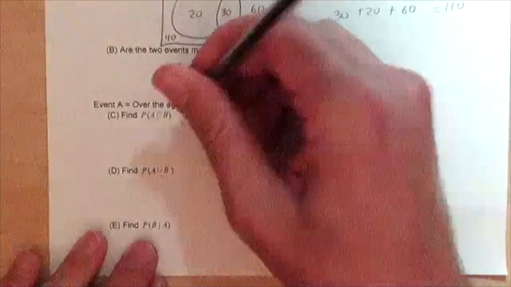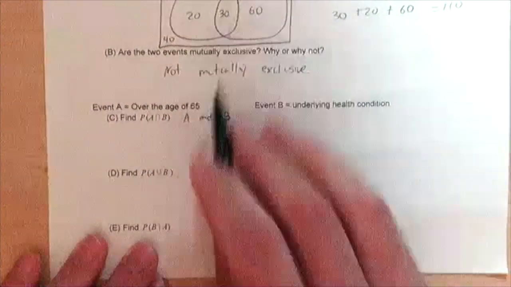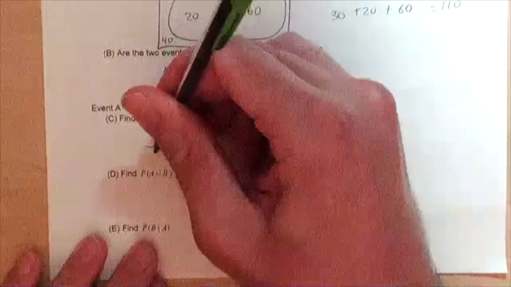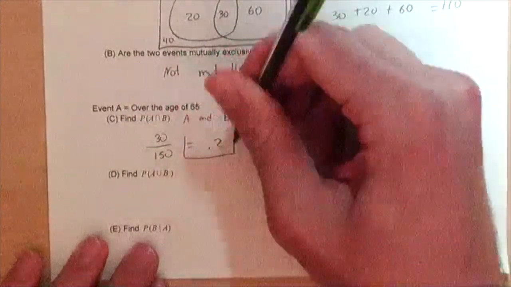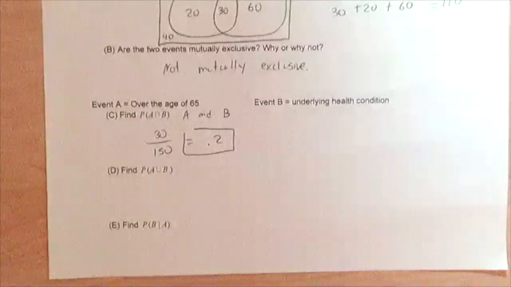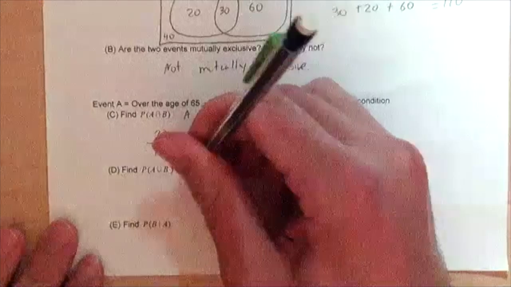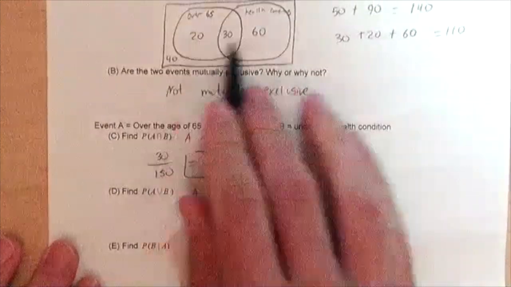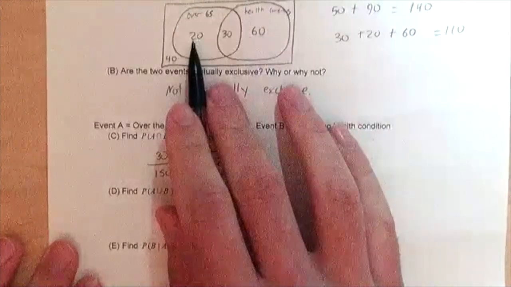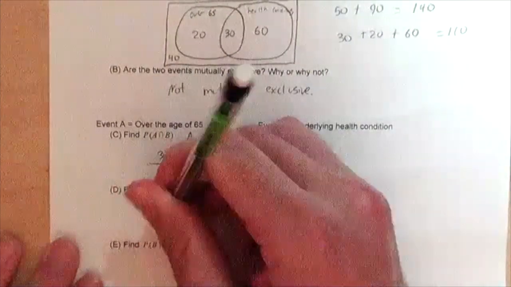This is A and B, which is just 30 out of 150, or 20%, I think. This is A or B. And the hardest part is you just add up all of this, right? It could be this or both. So it's 110 out of 150.